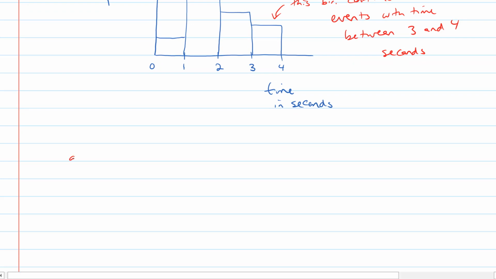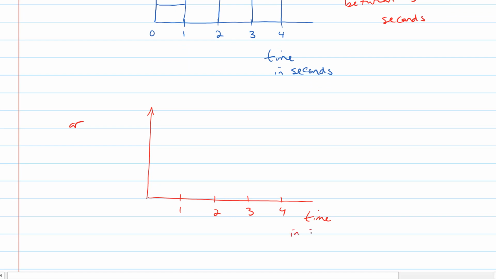You could do the thing where instead of grouping it from 0 to 1, and 1 to 2, and 2 to 3, and 3 to 4, like before, where this is the time in seconds. This is probability, so you could take the number of instances and then divide by the total number of measurements that you made. But instead of doing just such really large bins, you could split them up into smaller bins.